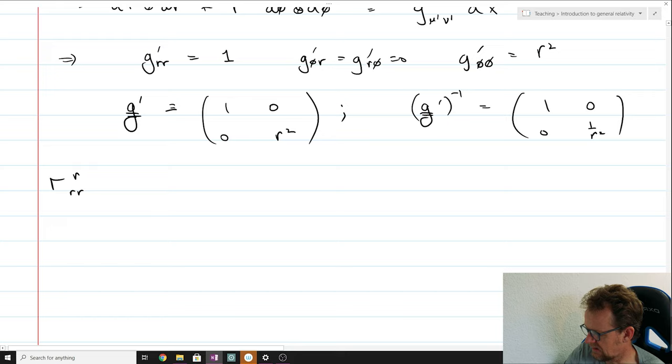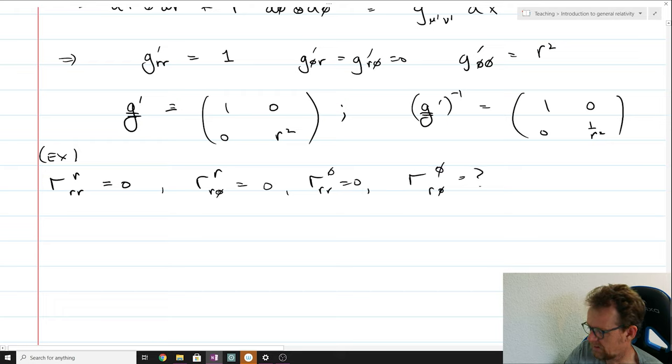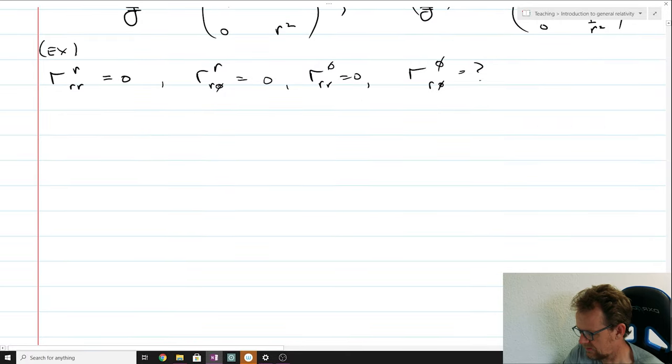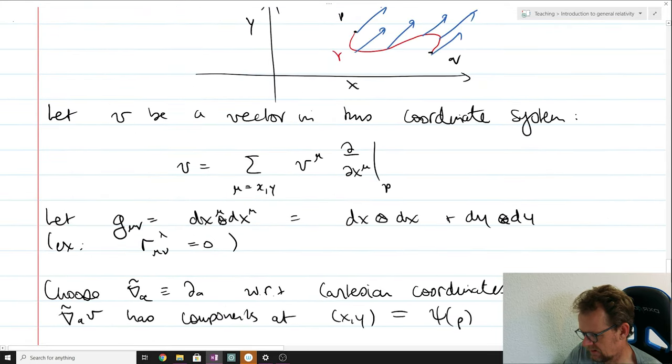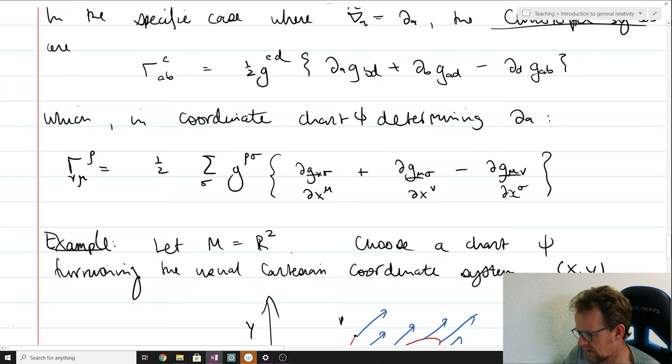So we've got gamma r r r. I claim that that's 0. Whenever I don't show the calculation for a Christoffel symbol, you have to go ahead and check these equations yourself. Gamma r r phi equals 0, gamma phi r r is 0, but what about gamma phi r phi? What's that equal to? Well, this turns out to be a non-trivial Christoffel symbol. So let's work it out. According to the equation we have for the Christoffel symbols in terms of the metric, this is up here somewhere. Here they are. So we're now going to apply this formula for the Christoffel symbols.